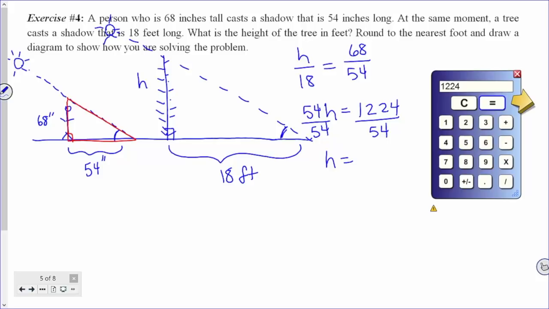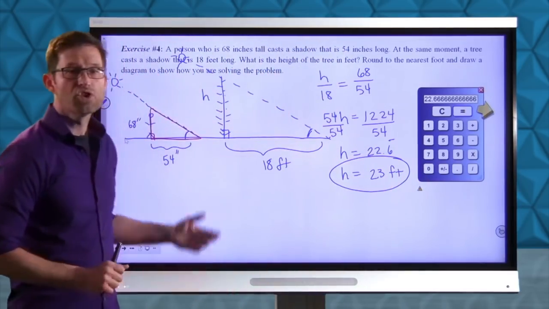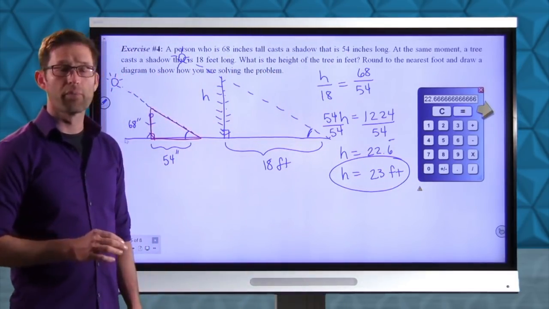And I can just do that right away. Divided by 54 equals 22.6 repeated. I want to know what the height of the tree is, round my answer to the nearest foot. So I'm going to say the height of the tree is 23 feet. That's it. Shadow problems are classic similarity problems.